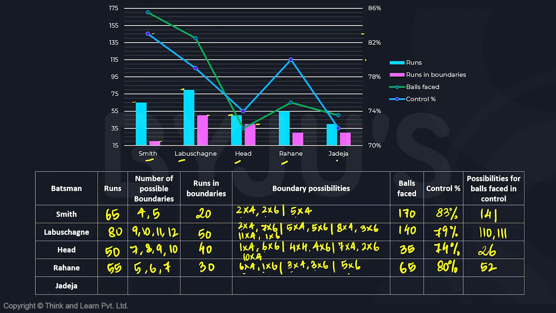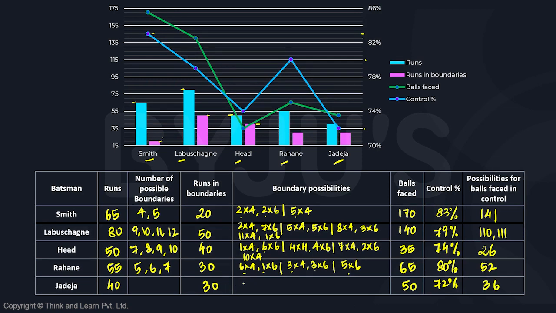Let's talk about Jadeja now. For Jadeja, the total number of runs is 40. The number of runs from the boundaries is 30. And the number of balls faced, which is the green one, is 50. And the control percentage, the blue one, is 72. So 72% of 50, or we can write that as 50% of 72, which is going to be 36.